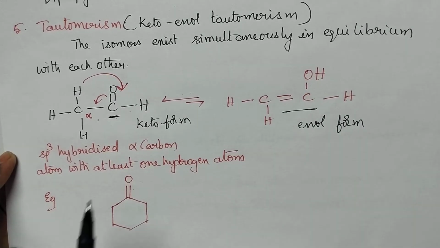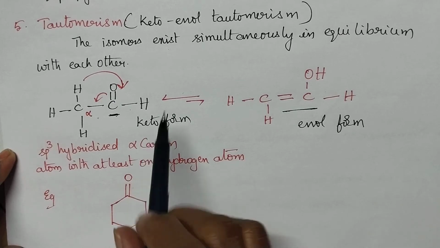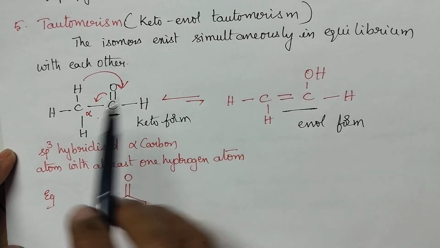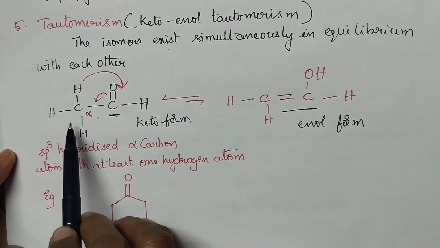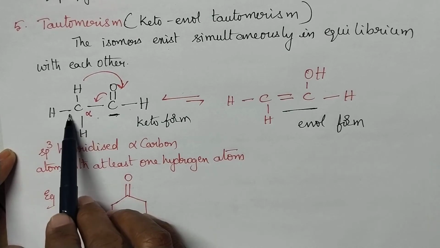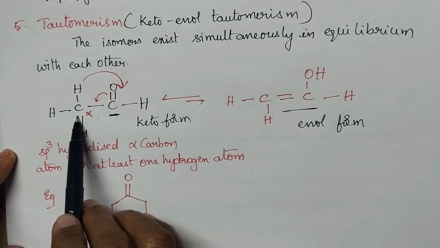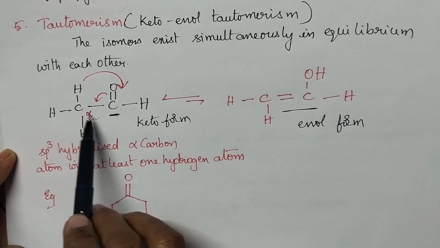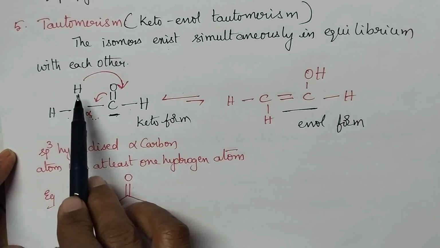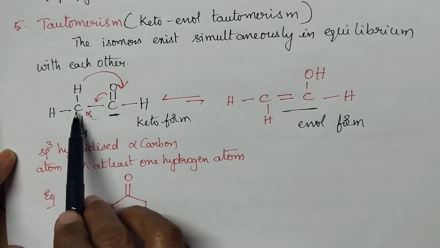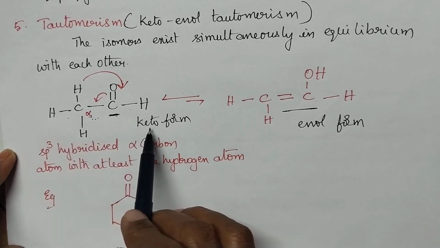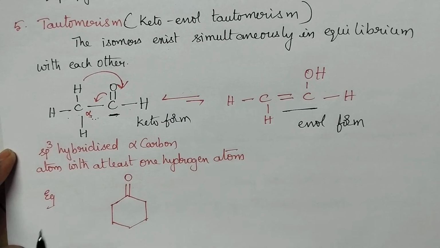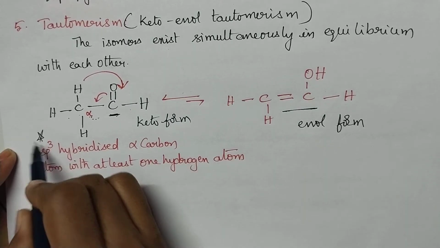What is the requirement to exhibit keto-enol tautomerism? At least one hydrogen should be present on an sp3 hybridized alpha carbon atom. So the alpha carbon atom should be sp3 hybridized and it must contain at least one hydrogen atom to exhibit keto-enol tautomerism. Is it clear, students? You just remember this condition.